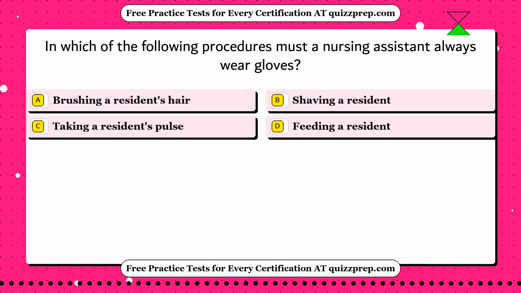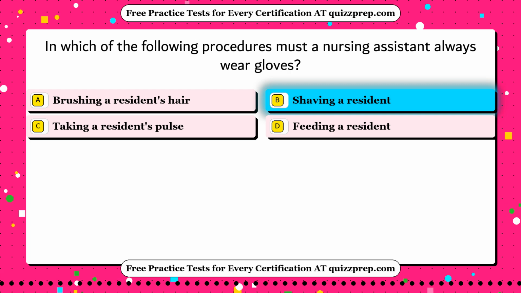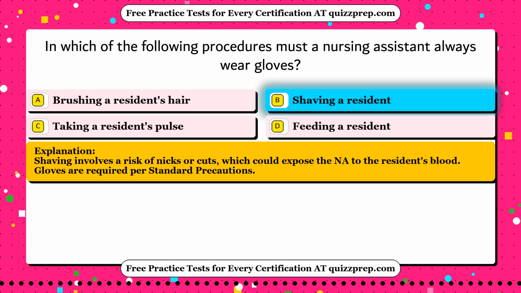Question 93. In which of the following procedures must a nursing assistant always wear gloves? Option A, brushing a resident's hair. Option B, shaving a resident. Option C, taking a resident's pulse. Option D, feeding a resident. The correct answer is option B, shaving a resident. Shaving involves a risk of nicks or cuts, which could expose the NA to the resident's blood. Gloves are required per standard precautions.